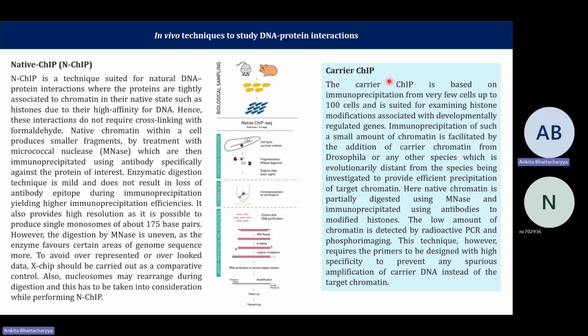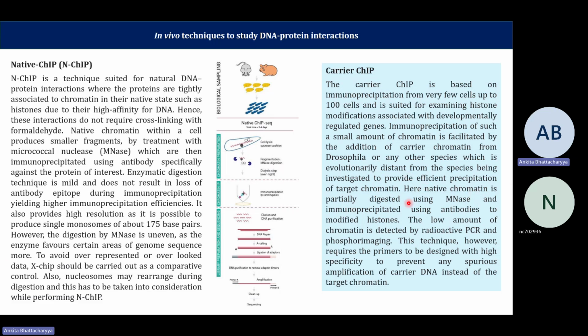We look at the next variation of ChIP, which is called carrier ChIP. So this is based on immunoprecipitation from very few cells. If your sample is very, very limited, up to somewhere around 100 cells, and is suited for examining histone modifications associated with developmentally regulated genes, then this becomes relevant. So IP of such a small amount of chromatin is done with carrier chromatin from Drosophila or from any other species which is evolutionarily quite distant from the species which you are investigating, so that there is efficient precipitation of target chromatin.